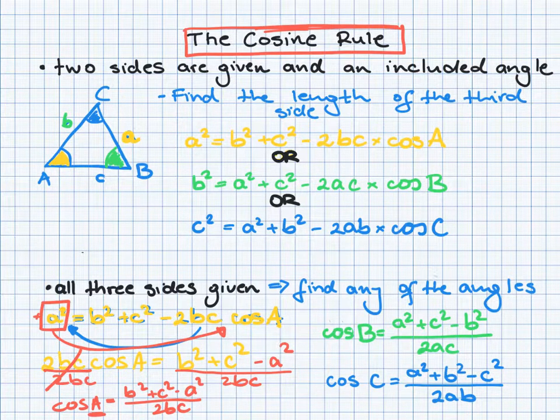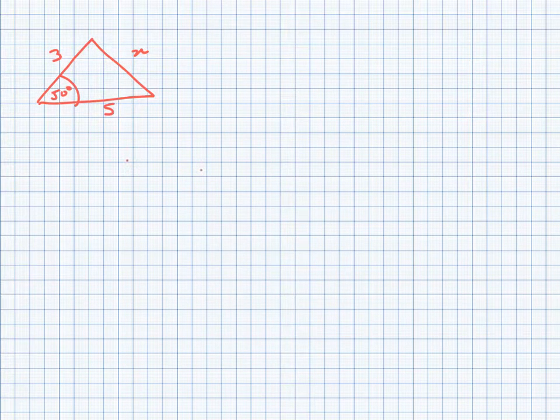Okay, let's start with an example. So what do we have here? A non-right angle triangle. Two sides are given, so we have two sides and an included angle, and we need to find x.